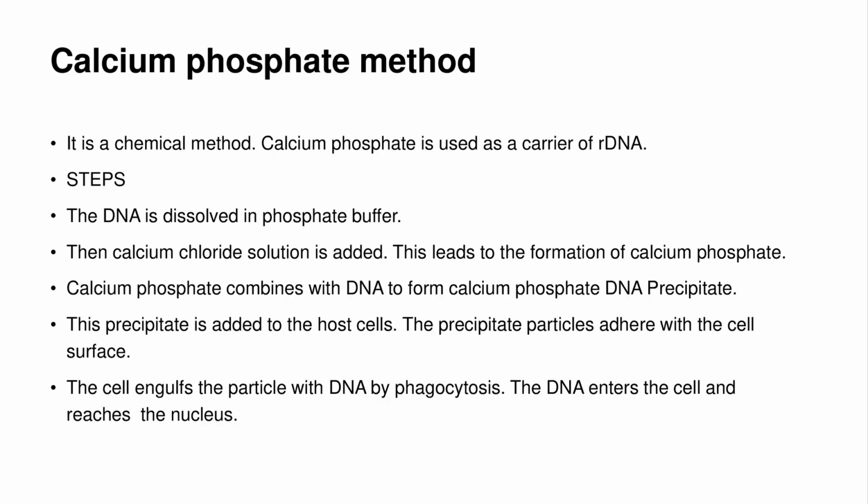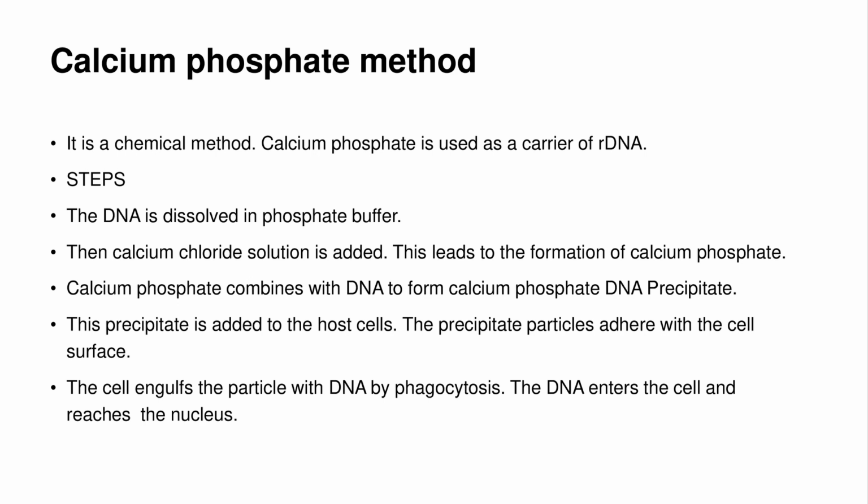And the next method is the calcium phosphate method. It is a chemical method. Calcium phosphate is used as a carrier of rDNA. And the steps involved are DNA is dissolved in a phosphate buffer and the calcium chloride solution is added.